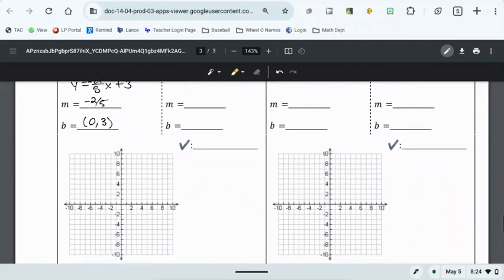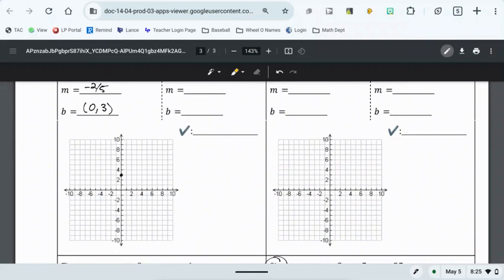Let's graph this one. Over 0, up 3. Then our slope is negative 2/5, so we go down 2 to the right 5. We can even do it again, down 2 to the right 5. And we'll go back to our y-intercept and then go up 2, left 5. Up 2, left 5. And then take our straight edge. And there we go. There's our first graph line.